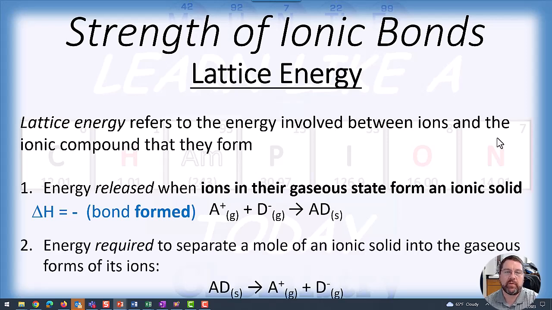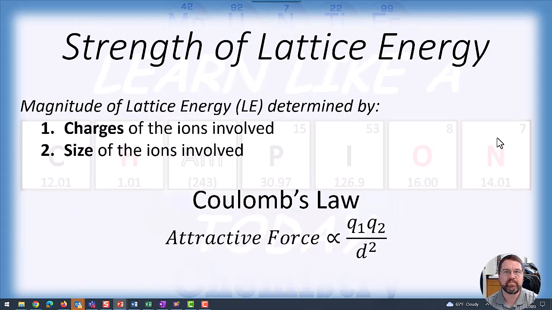You can also sometimes see lattice energy described as the energy required to take an ionic solid and separate it into the gaseous ions of the component elements that make it up. And so in this case, you're basically doing the reverse of that original process. So here your enthalpy would be a positive value, but numerically it's going to be the same quantity of energy.